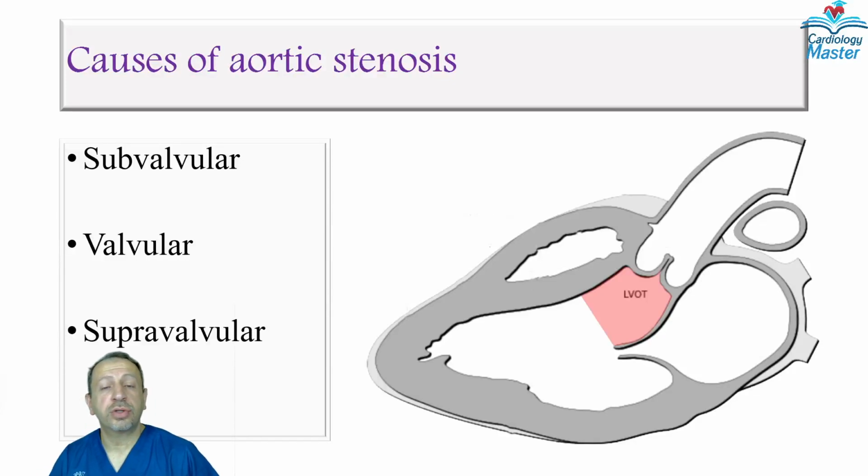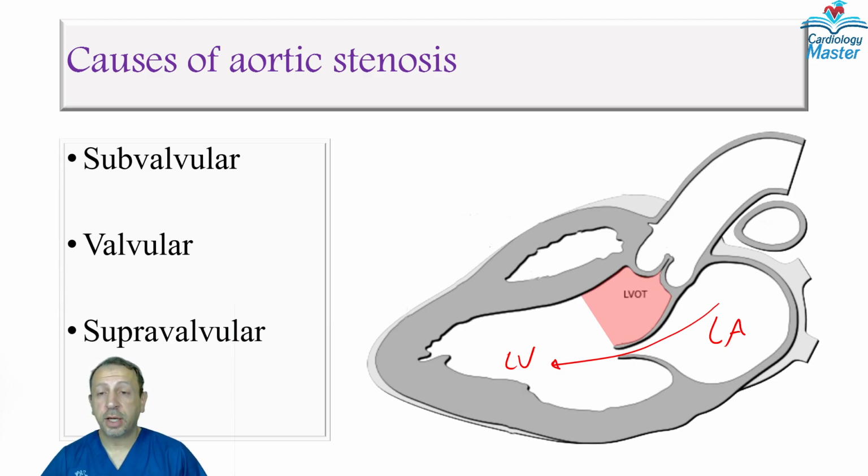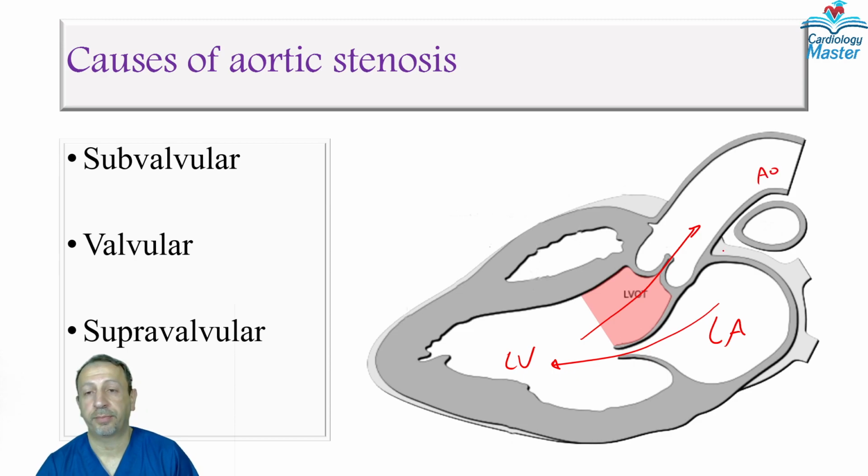In order to understand the causes of aortic stenosis, we need to subclassify the flow across the aortic valve into three anatomical sub-classifications. As you can see, this is the cavity of the left atrium, this is the cavity of the left ventricle, and the blood flows from the left atrium through the mitral valve into the left ventricle, and when the left ventricle contracts during systole, it opens the aortic valve, and the blood flows through the aortic valve into the aorta.